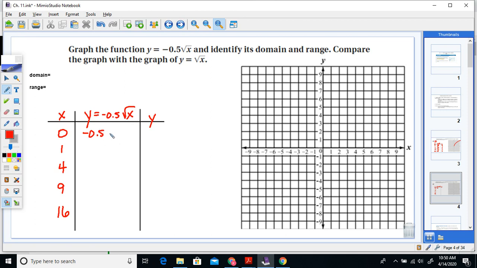Negative 0.5 times square root of 0. Square root of 0 is 0 times negative 0.5 is 0. Negative 0.5 times the square root of 1. Square root of 1 is 1 times negative 0.5 is negative 1/2. Negative 1/2 times square root of 4. Square root of 4 is 2. Negative 1/2 times 2 is negative 1.